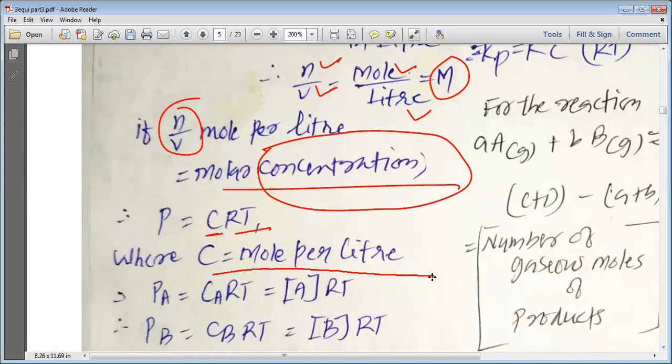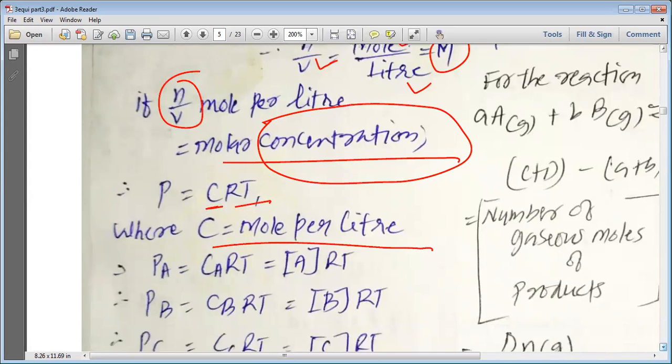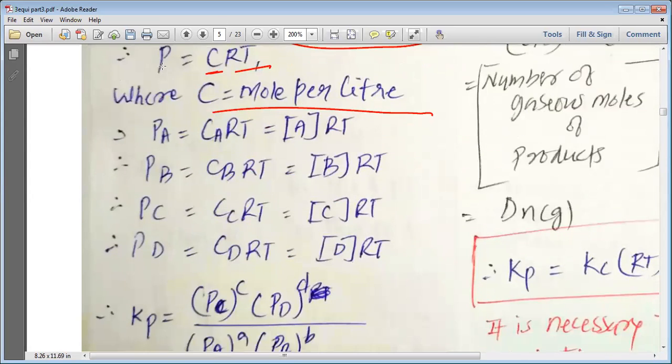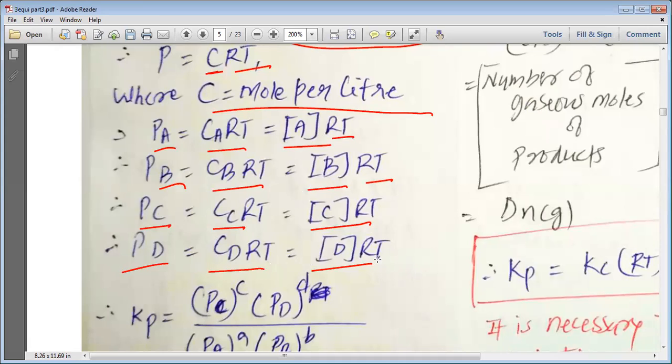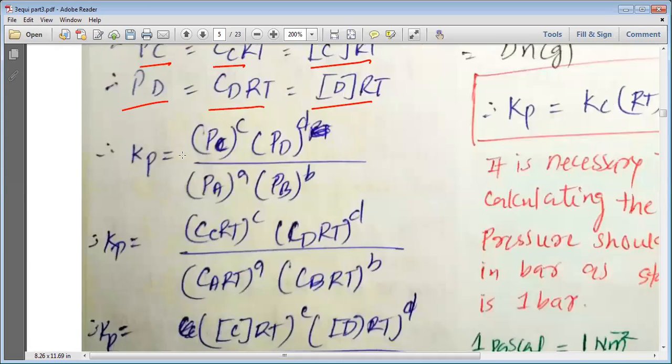Now C is nothing but your mole per liter concentration, and therefore as P is equal to CRT, PA is equal to CART, that is the concentration of A into RT. PB is equal to CBRT, that is the concentration of B into RT. PC is equal to CCRT, that is the concentration of C into RT. PD is equal to CDRT, that is the concentration of D into RT. So if we write Kp for this, we can write Pc to the power c, Pd to the power d, Pa to the power a, and Pb to the power b.